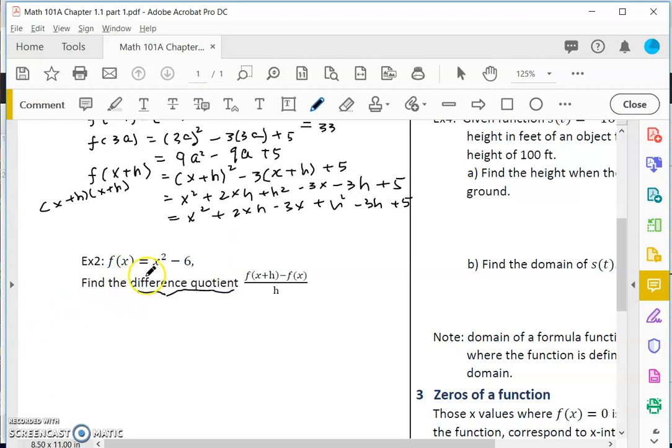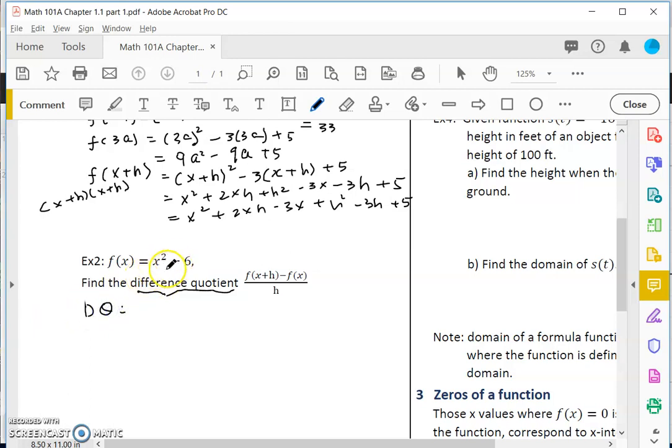So let's say the difference quotient is f of x plus h, which we have done already. We know that whenever we see x, we just replace it by x plus h, and then minus f of x, divided by h. In chapters 2 and 3, you will notice that this shows up a lot. So let's practice doing it. So what is the difference quotient?